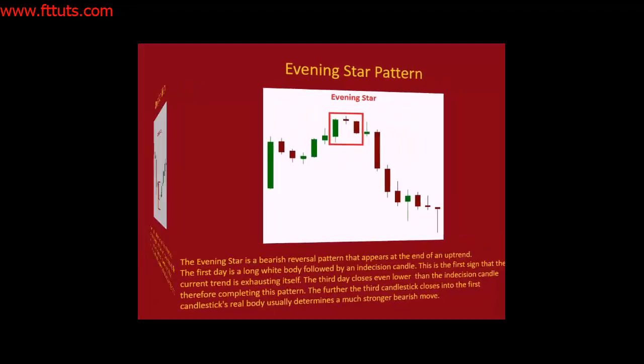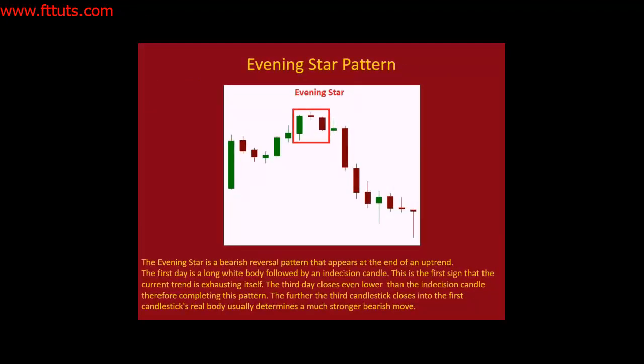Evening star pattern. The evening star is a bearish reversal pattern that appears at the end of an uptrend. The first day is a long white body followed by an indecision candle. This is the first sign that the current trend is exhausting itself. The third day closes even lower than the indecision candle, therefore completing this pattern. The further the third candle closes into the first candlestick's real body, usually determining a much stronger bearish move.